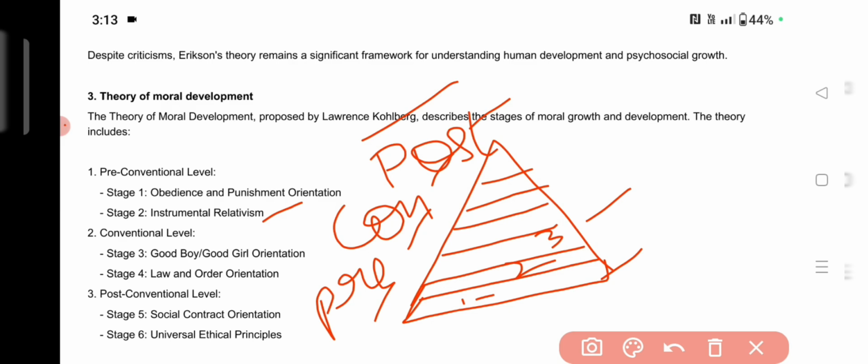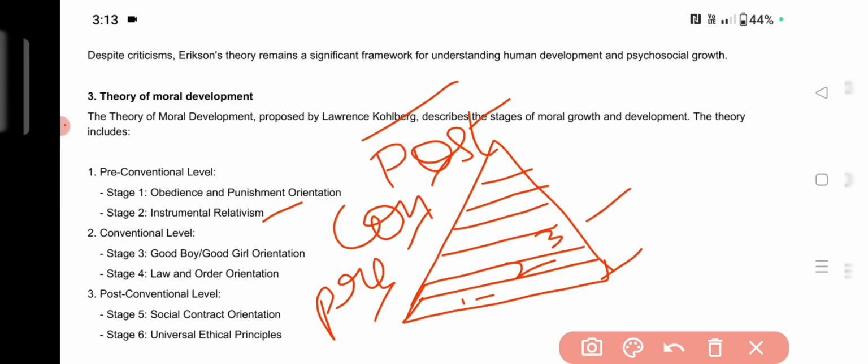So coming to stage 3, that is good boy, good girl orientation in the conventional level, that means conforming to the social norms and expectations. So they are seeking approval from others. So they prioritize interpersonal relationships. That means they will behave like a good boy and good girl, that means good persons in the society.